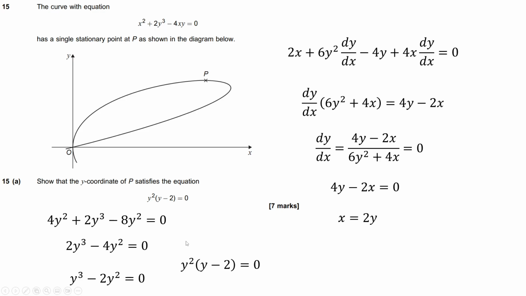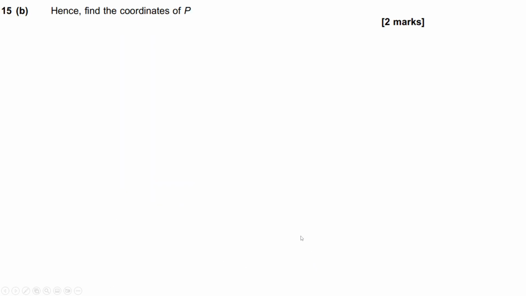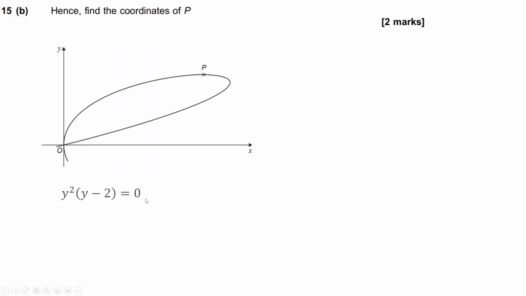Okay, hopefully that makes sense. And yeah, that's that. Hence, find the coordinates of p. Well, we've just solved this, right? Either y equals 0, or y equals 2. Now, just by looking at it, we can see that this y coordinate here isn't 0, right? This one here is 0.